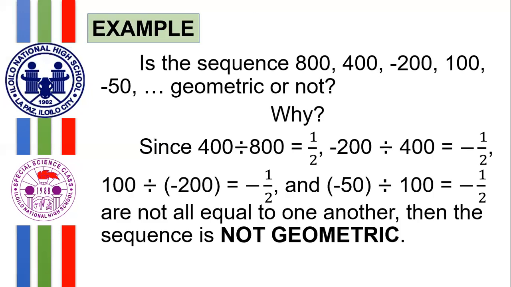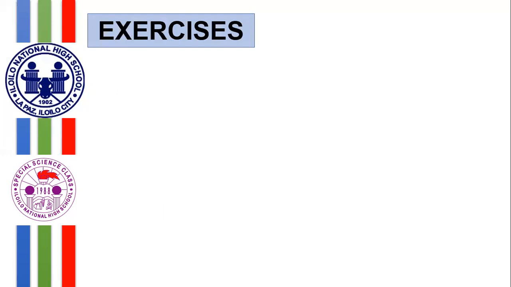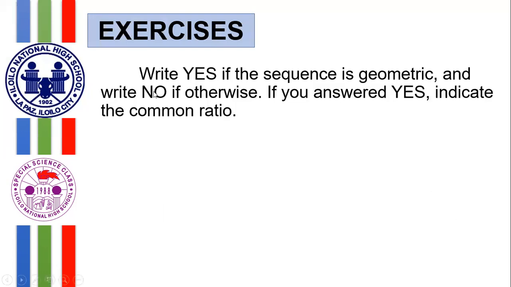There are still many topics that we will learn when we discuss formally geometric sequence. But since this is an introduction for now, we will limit the concepts discussed here, but we will give more premium to it later on. For the meantime, let's have this exercise. I would like you to write yes if the sequence is geometric, and write no if otherwise. If you answered yes, indicate the common ratio.